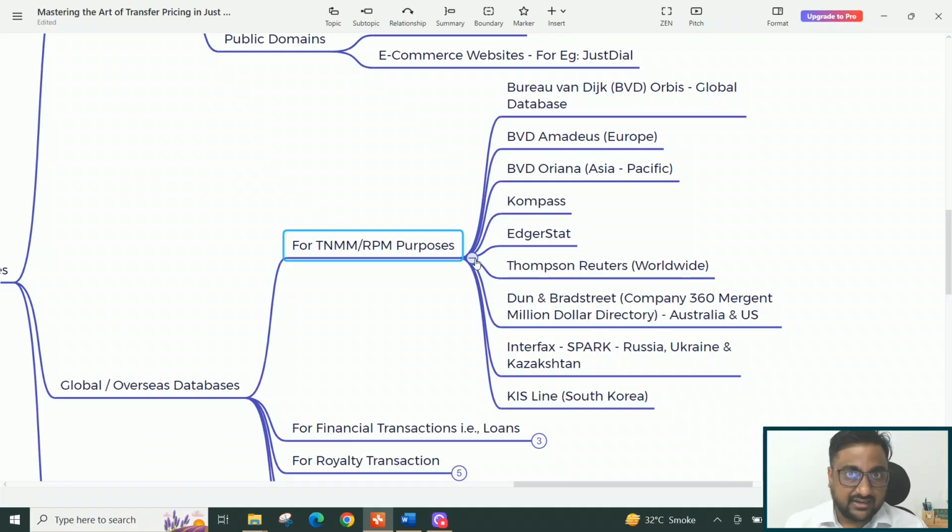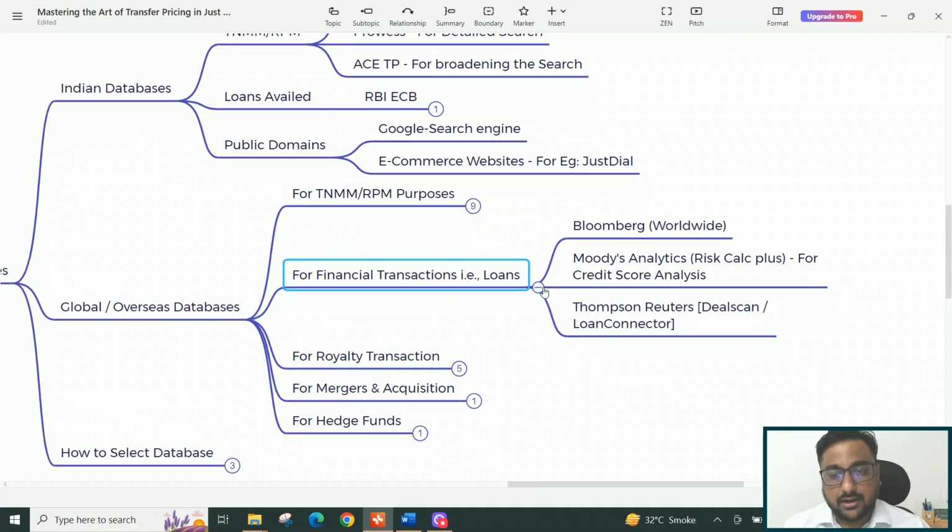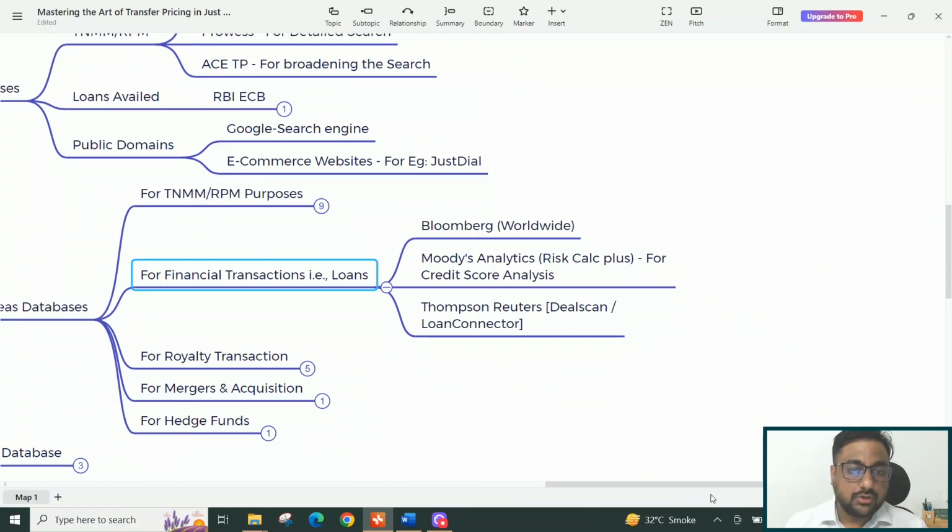I hope this clarifies. Now, for TNMM RPM purposes, we saw the global databases. For financial transactions, there are many databases as well for TNMM, financial transaction, royalty transaction. But I have just mentioned here the commonly used databases. For financial transactions, you can use the Bloomberg database. Most of the time this database is also used by the income tax department to capture loan transactions. So they have a worldwide database of loan transactions.